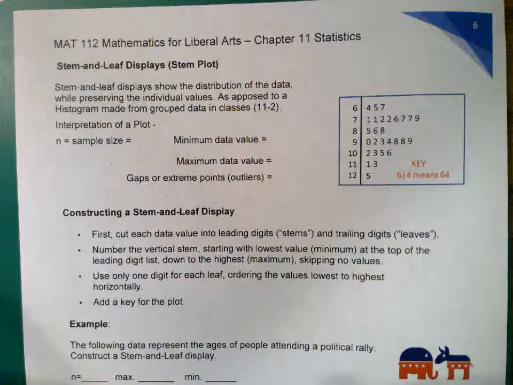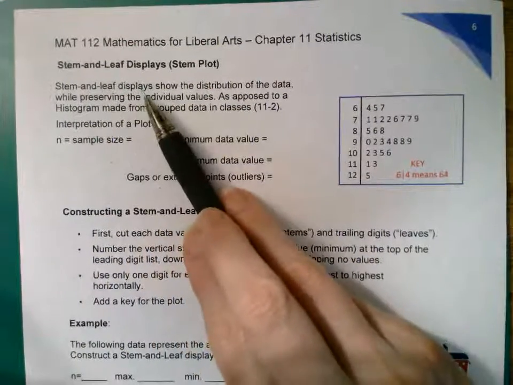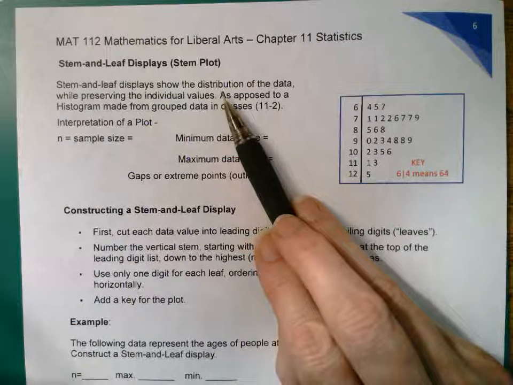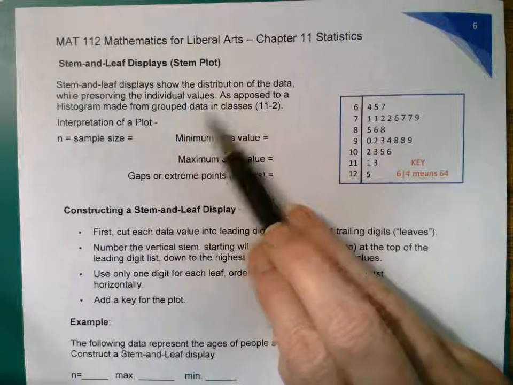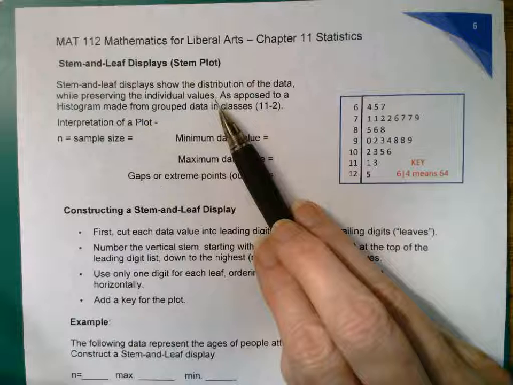All right, last page of section 1 in chapter 11 on statistics and organizing your data for display. Another good way to do it is a stem and leaf plot. Stem and leaf displays show the distribution of data while preserving the individual values.